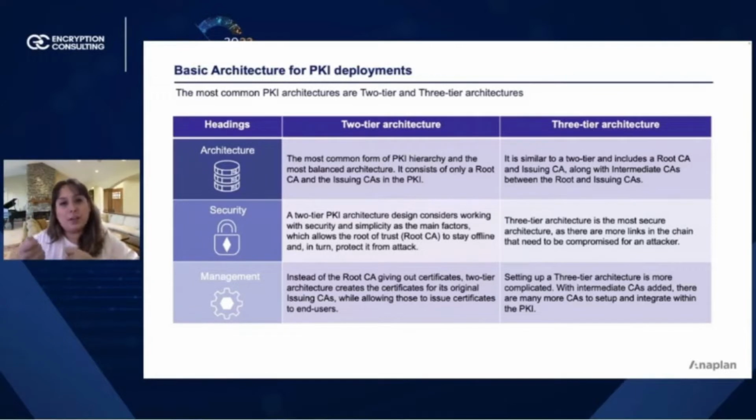On the other architecture, the 3-tier, we have 3 CAs. Like in the previous one, we have the offline root CA and the issuing CA, but we also have an intermediate online CA. So in this architecture, we actually have 3 tiers, which is more complex. And we have more links in the chain, which can help us prevent compromise by an attacker.